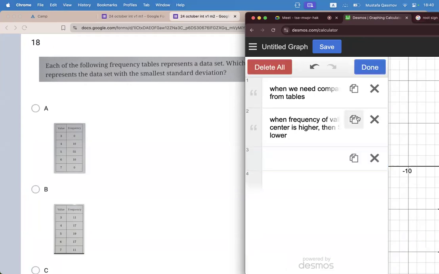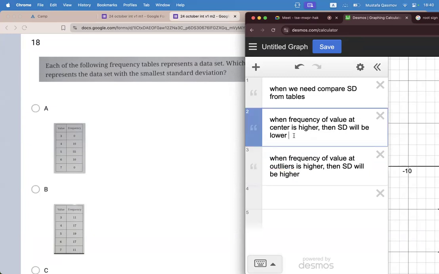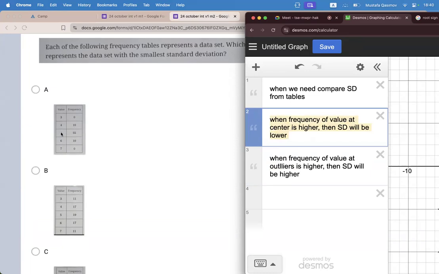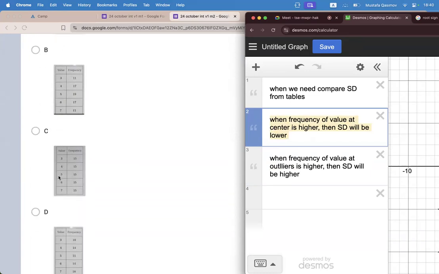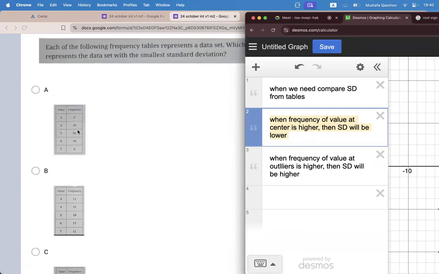And also we can say it like this: when the frequency at the outliers is higher, then the standard deviation will also be higher. So if we look at the first one, we can find the answer. Here the center is 5, here it is 5, and here also it is 5. Because in option A we have 55 at 5, the standard deviation of A will be smallest. So the answer is A. Any question from here?